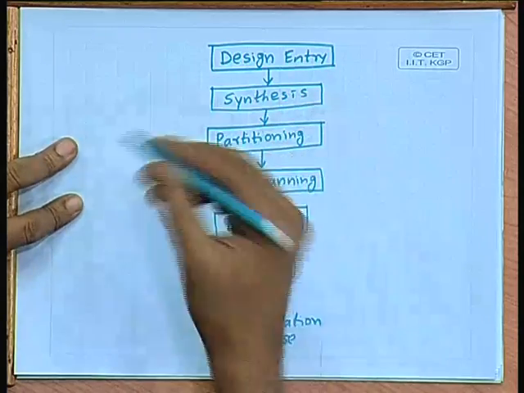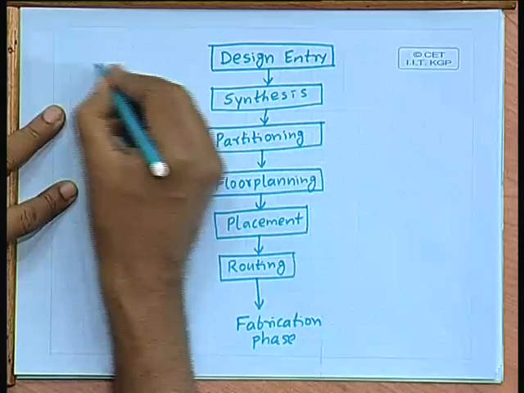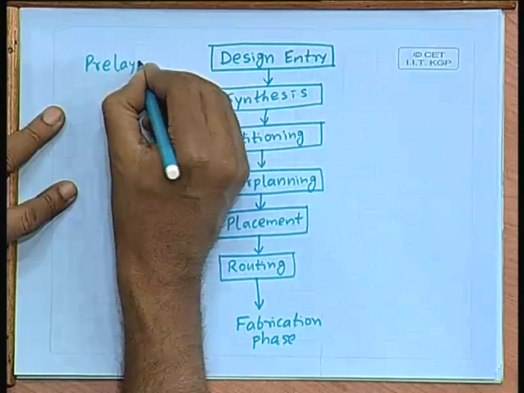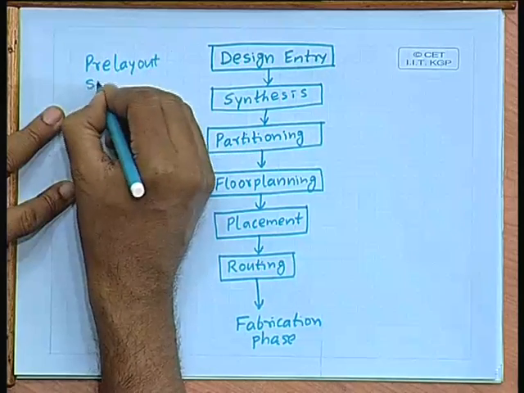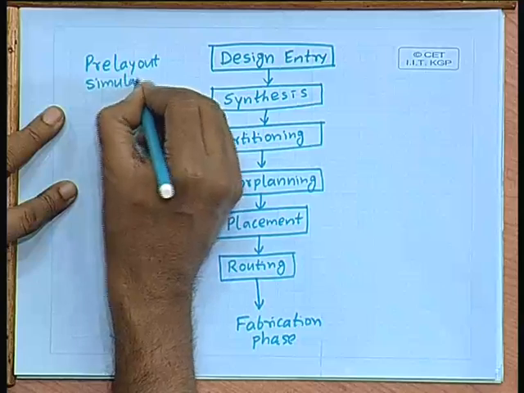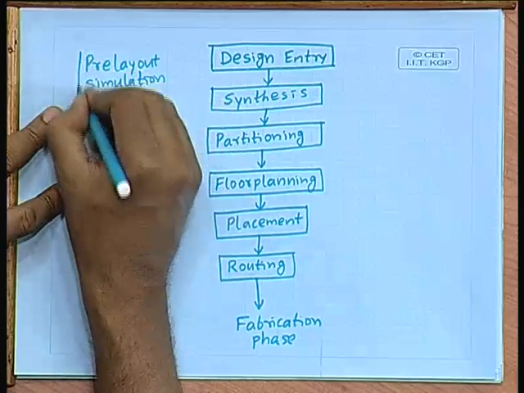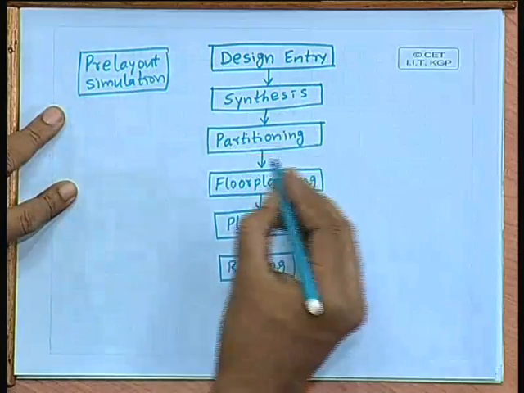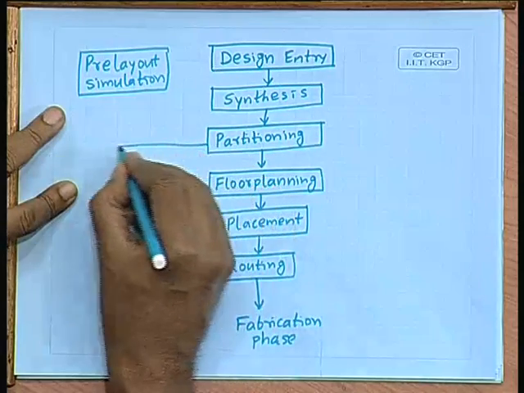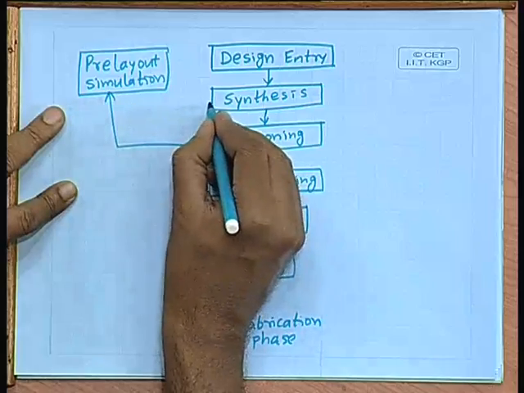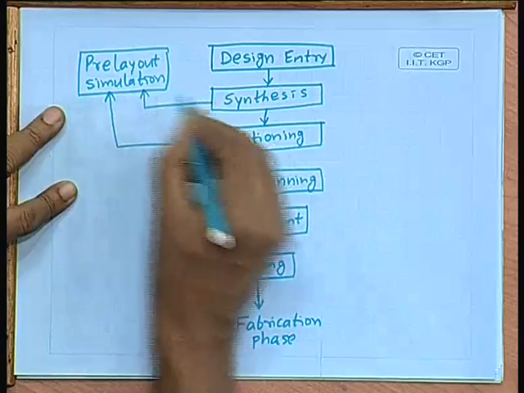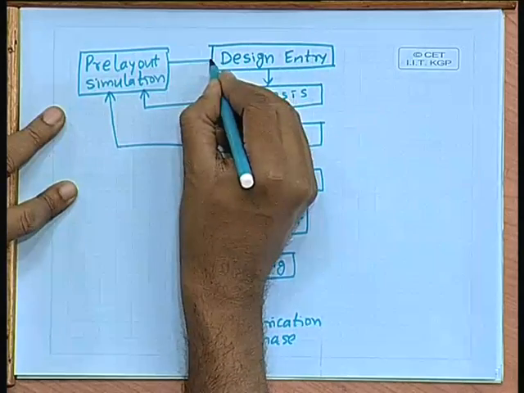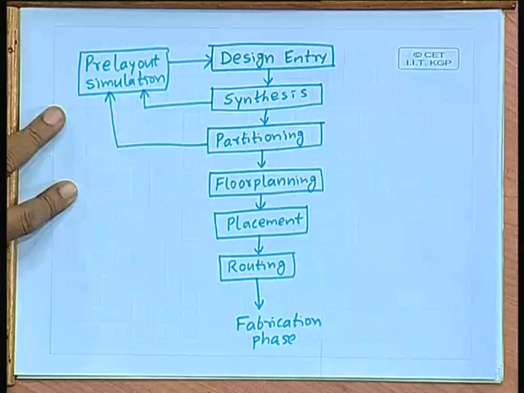There are some feedback paths also, like there is a step called pre-layout simulation. This is typically used to verify the higher level design. So, either from the output of the partitioning phase or from the output of the synthesis phase, you go back, do a simulation, and from there you may refine your design and again come back.